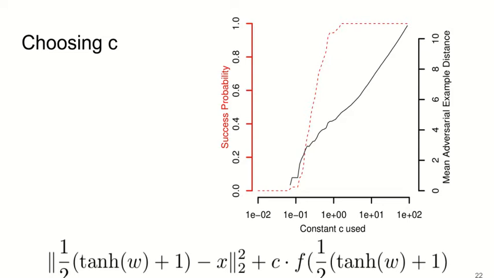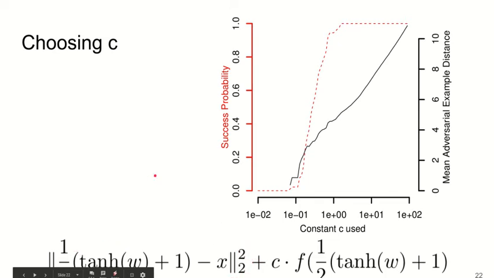And this is what we get from this. In this example, we tried this on the MNIST dataset. This is a graphic from the paper from Carlini and Wagner. On the x-axis, we see the constant C used, ranging from 0.01 to 100. Then on the left y-axis, we see the success probability. This is evaluated on 1,000 examples from the MNIST dataset. And on the right-hand side, we have the mean adversarial example distance. So that's the left term of our objective function here.